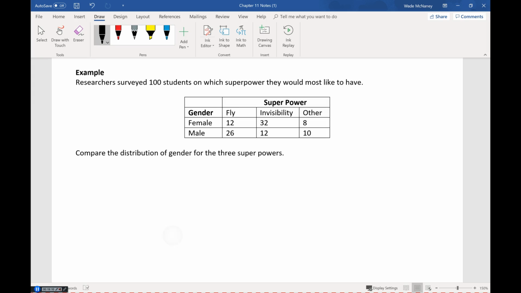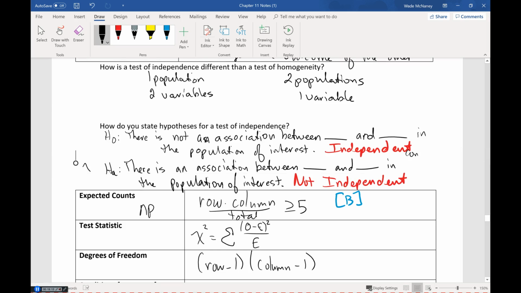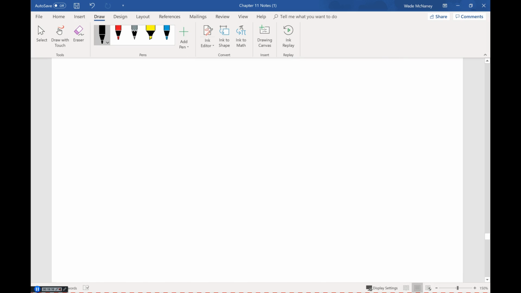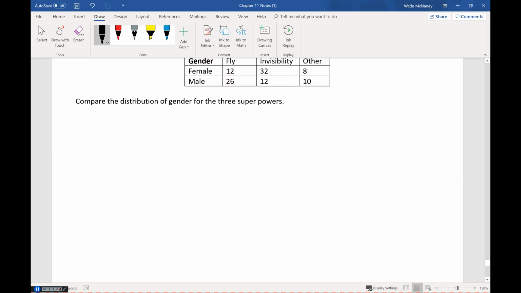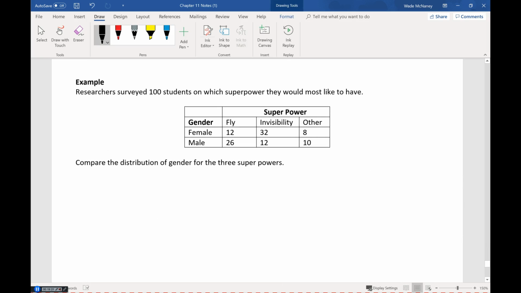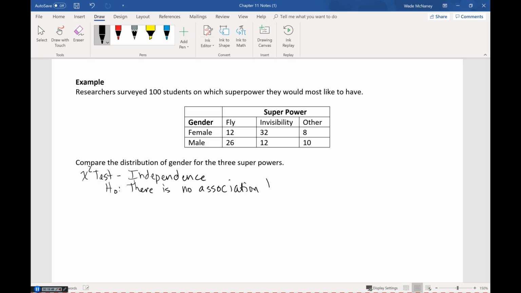Okay, so what type of test am I doing? Okay, this is going to be a chi-squared test for independence. So what will my null hypothesis be? Real close.